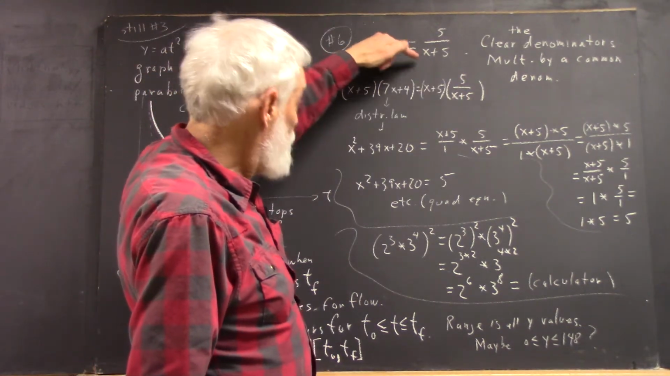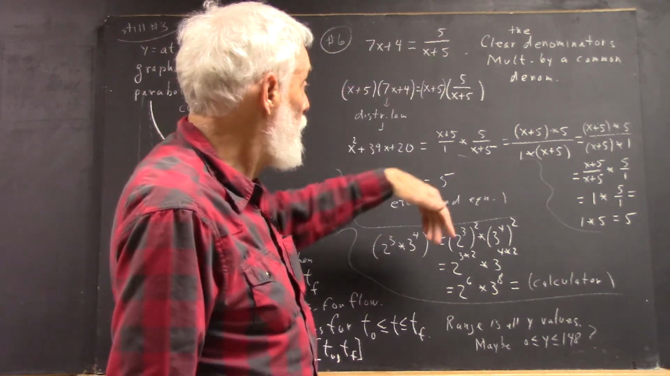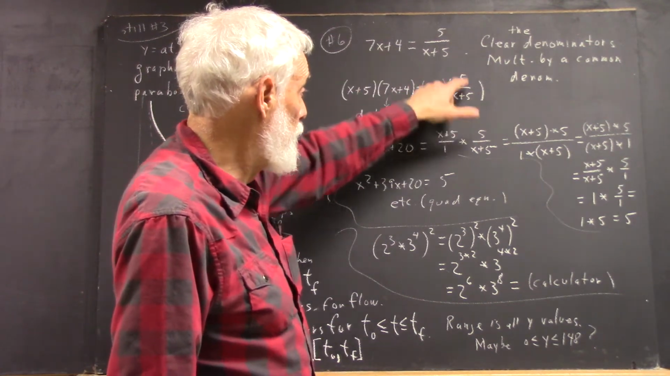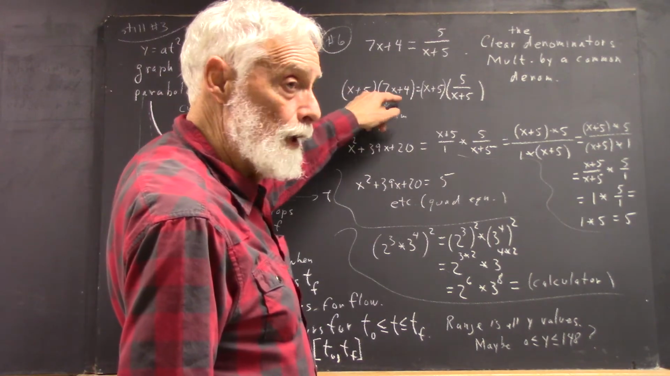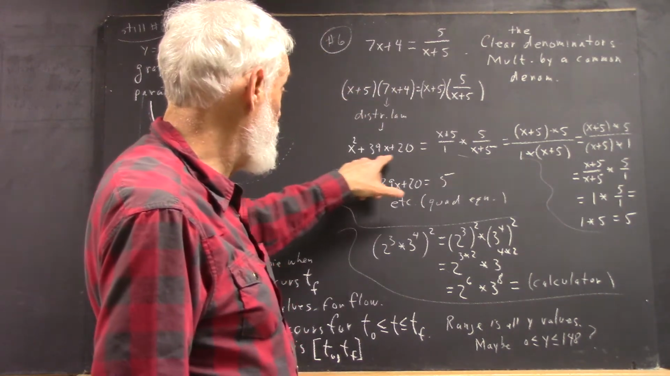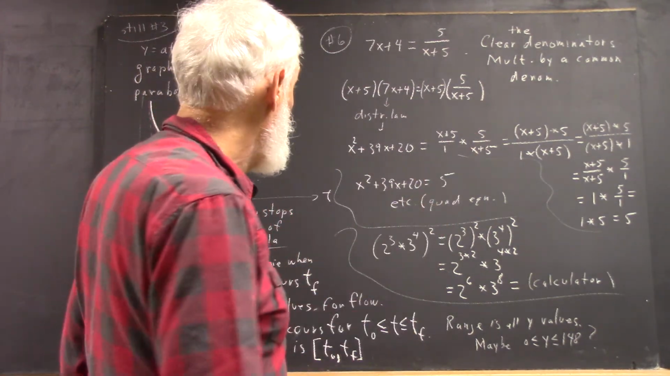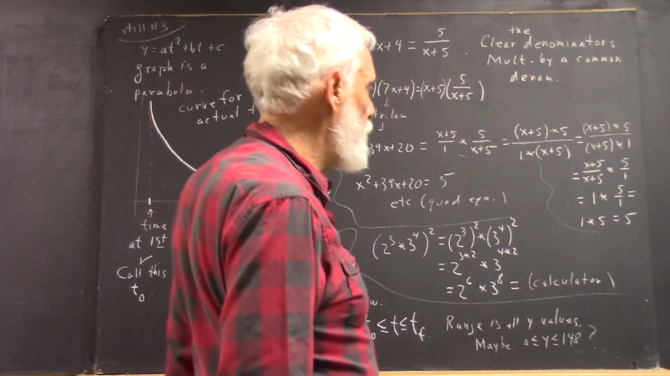Okay, so the denominator is x plus 5, so we multiply both sides by the common denominator. X plus 5 times this side, x plus 5 times this side. Well, the distributive law here, and you need to write out the details of that, gives you x squared plus 39x plus 20. If I did it right, check me. Okay? Then x plus 5 times 5 over x plus 5.